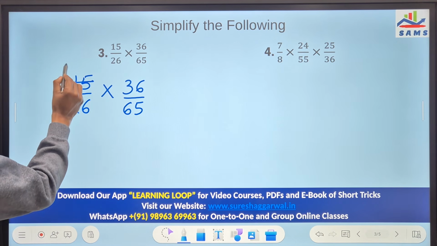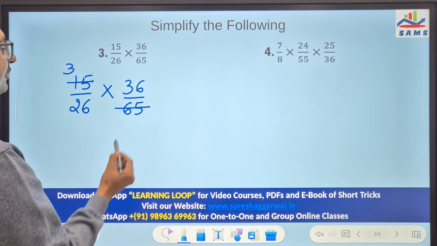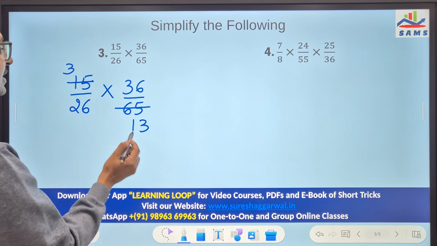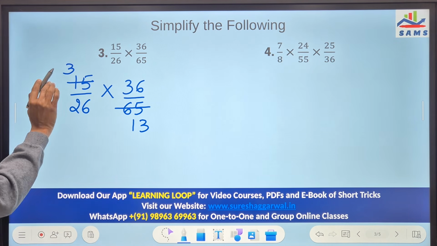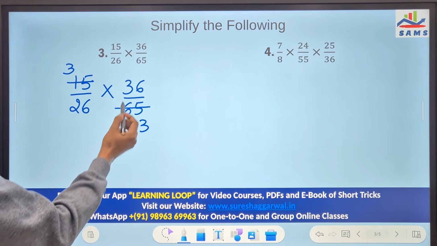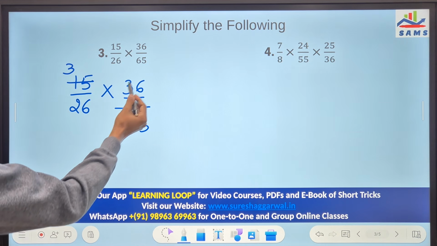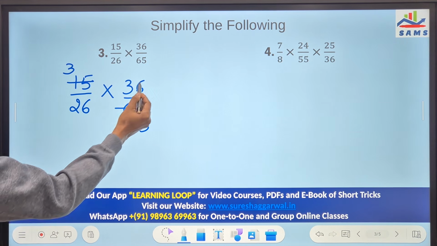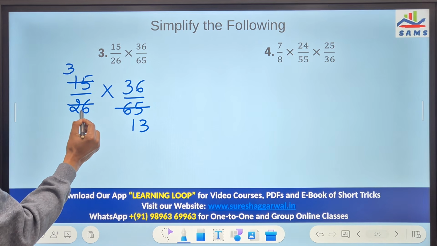So 5 times 3 is 15 and 5 times 13 is 65. Now 3 and 13, both of them are prime numbers. Let's look for 26 and 36. So I can see both of them are even numbers, so divisible by 2.